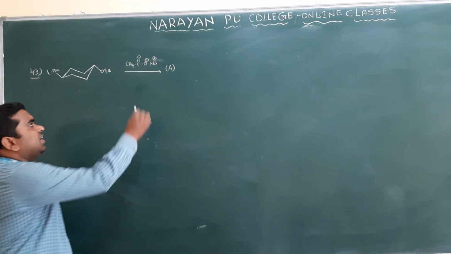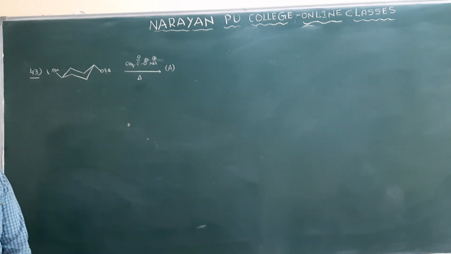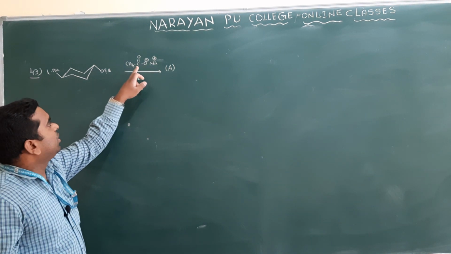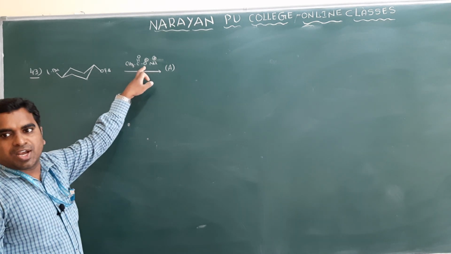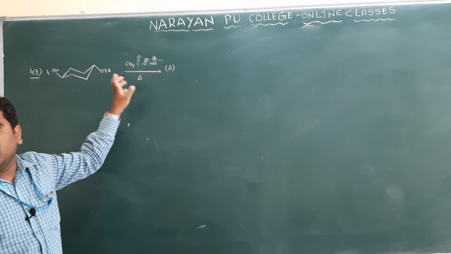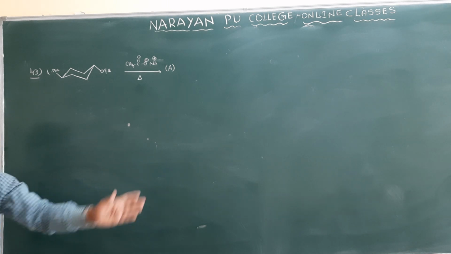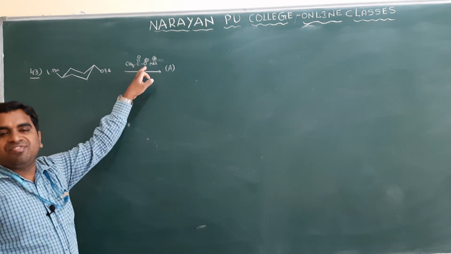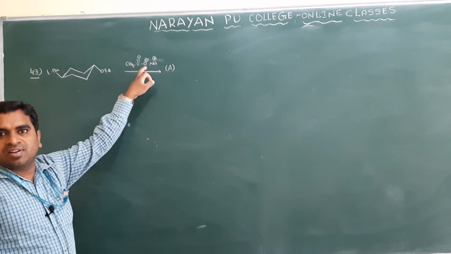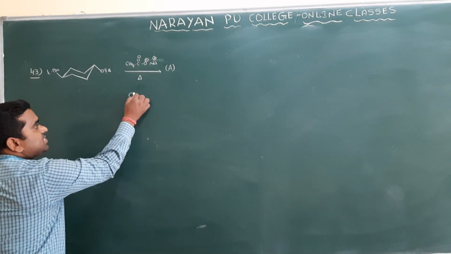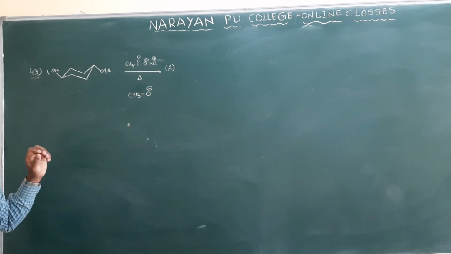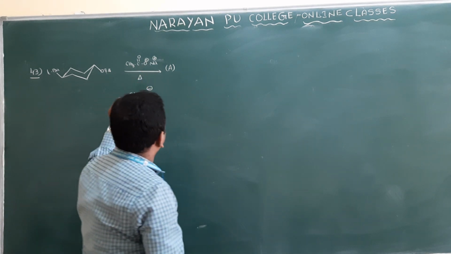So they have given heating also. Clear? In this case we expect a negative charge and heating, so we will expect an elimination reaction. But what they have given is a weak base. It is not a methoxide ion. Methoxide ion is a very strong base, but here it is a weak base. Why is it a weak base?